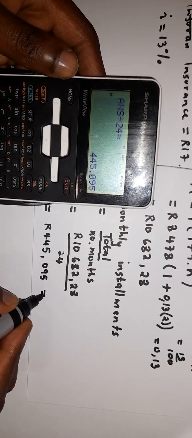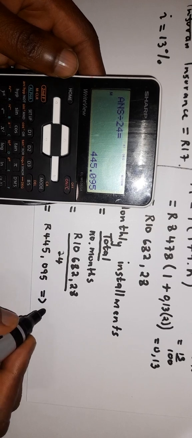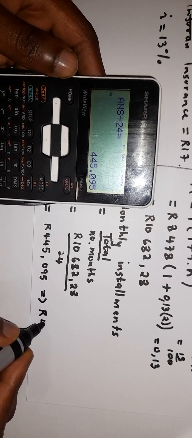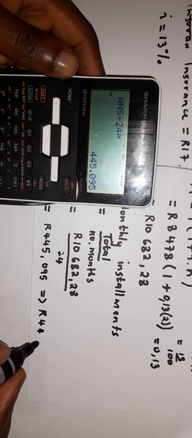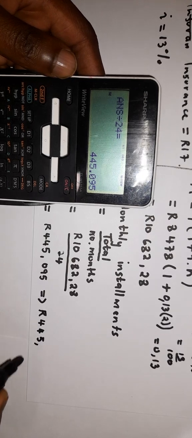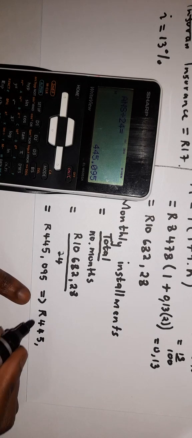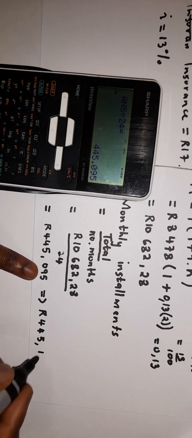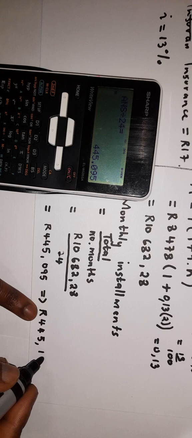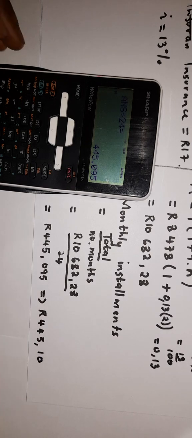0.095. But now, ladies and gentlemen, you need to note that any values, especially the ones that deal with money, are normally reported to 2 decimal places, right? So to get our answer, this is actually 445 rands and 10 cents, right?